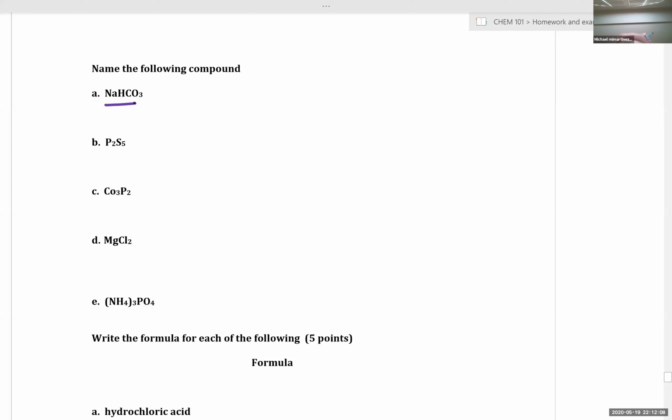Starting off, this compound is an ionic compound, so we name our cation and our anion. So this is sodium hydrogen carbonate. Looking at the following formula, P2S5. This is a covalent compound, so we name it with prefixes. We have 2 phosphoruses, so we name it as diphosphorus pentasulfide.